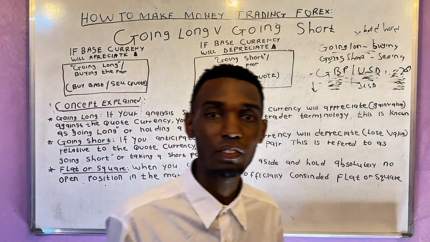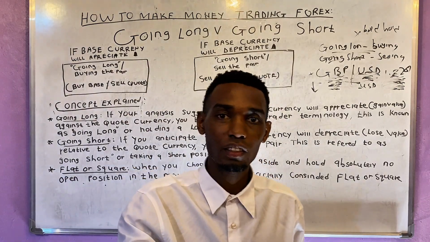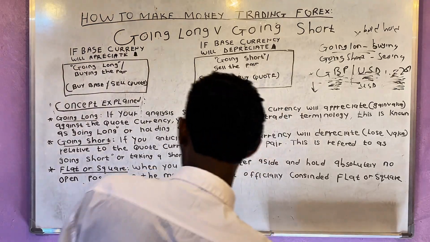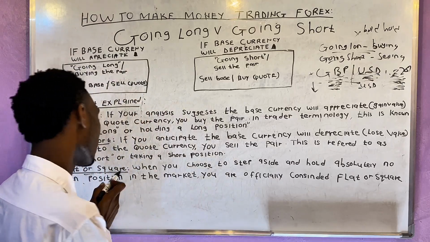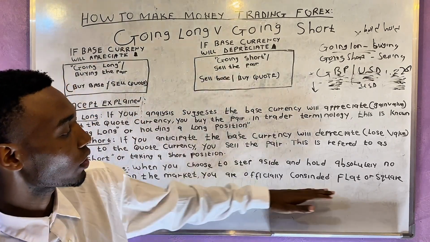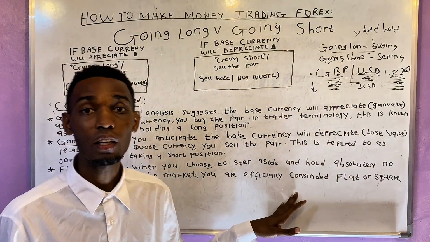You are not active in trade. You have stepped aside and watched the other traders make profit. That is what we call flat or square. If you see flat or square, it means you have set aside, not active, but watching the market.